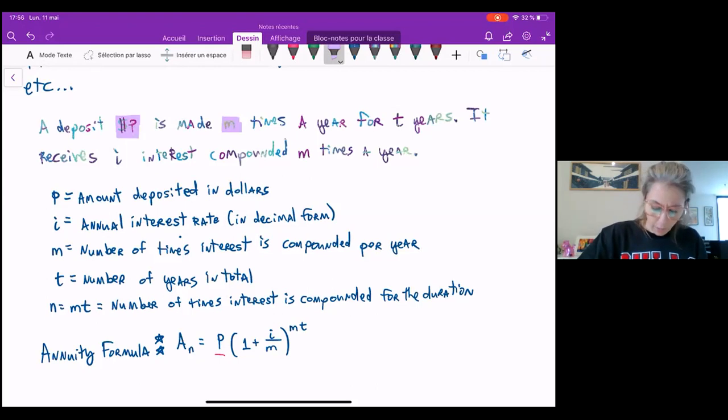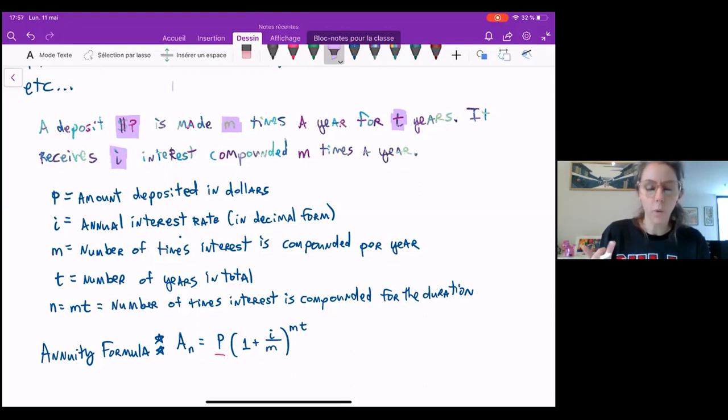Then the next thing that we have is T years. So our first variable is P, equal to the amount deposited in dollars. The second variable that I have here, I, is my annual interest rate. That was the next variable we came up with up here. And that's going to be in decimal form. I'm specifying that because that's going to help us a little bit later on to make sure we're thinking about things in the right way.